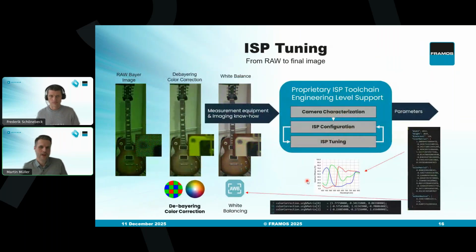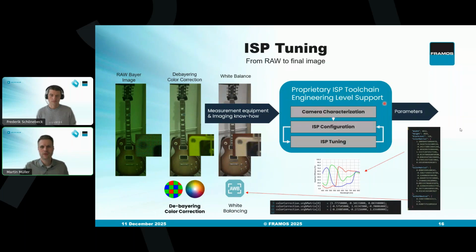So how to do that actually? To get from a raw to a final color image, you need to apply some parameters. You need to tell the debayering and the color correction how to do it, how to do the white balancing, and so on. And these parameters are the outcome of ISP tuning. This usually needs some measurement equipment and know-how. You need access to the tool chain of the ISP vendor to get out the necessary parameters.